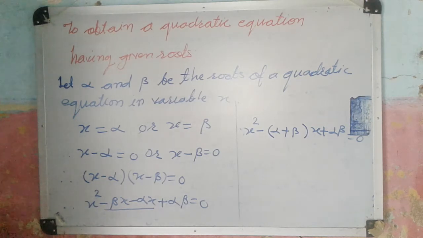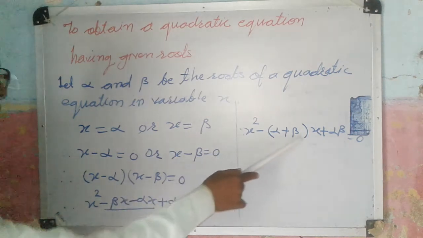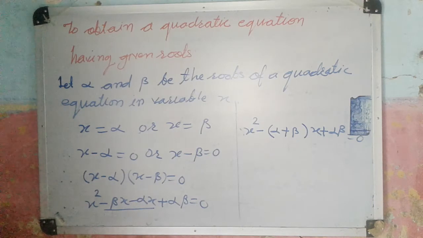That means when two roots of an equation are given, then the quadratic equation can be obtained as x square minus bracket addition of the roots bracket complete, multiplied by x, plus product of the roots is equal to 0. Now using this formula we will solve some examples.